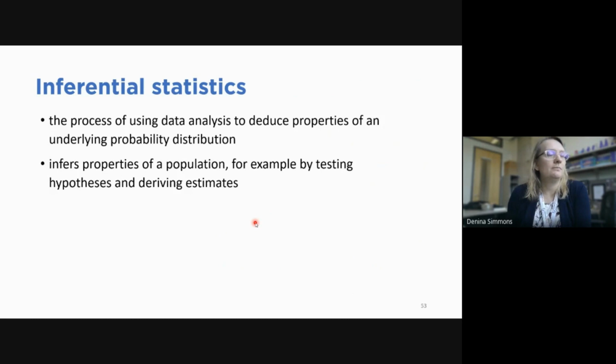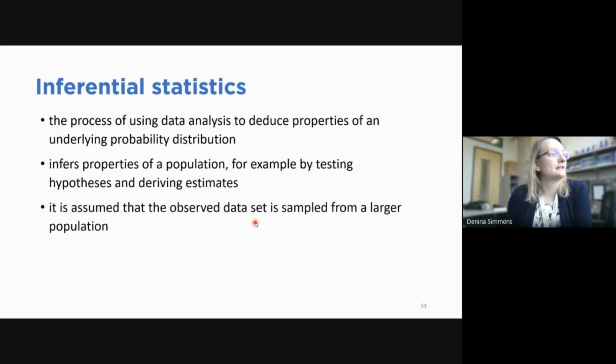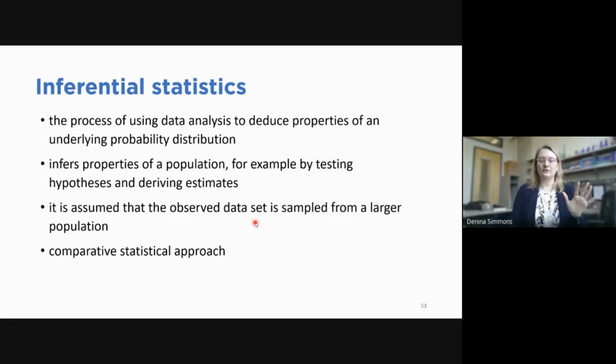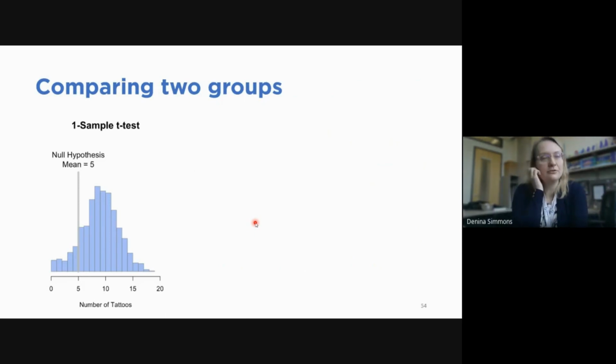Because for each of these tests in inferential statistics, you assume that the population distribution has a certain type of distribution, usually normal for parametric, but doesn't have to be. You can do non-parametric and be okay. That allows you to then conduct tests, always assuming that your data is sampled from a larger population. And this is basically that comparative statistical approach, like I said, where you want to compare groups.